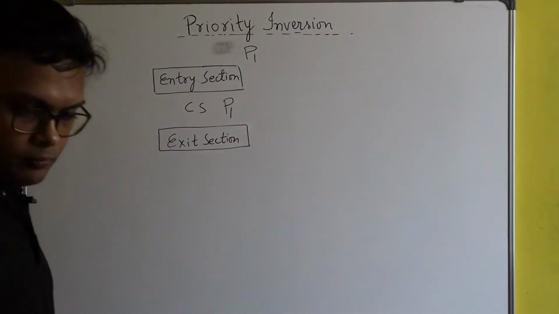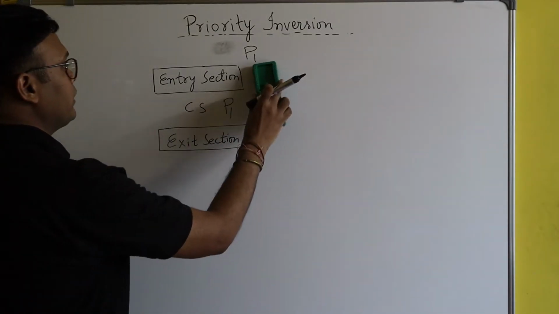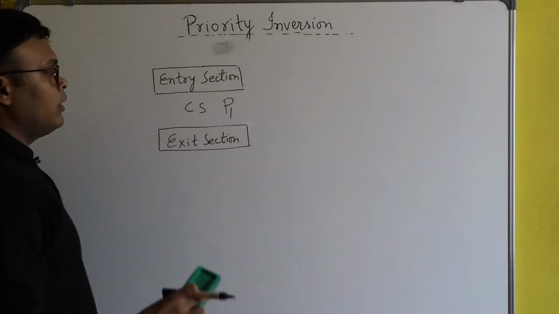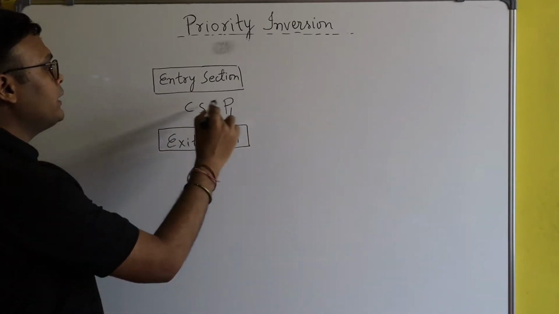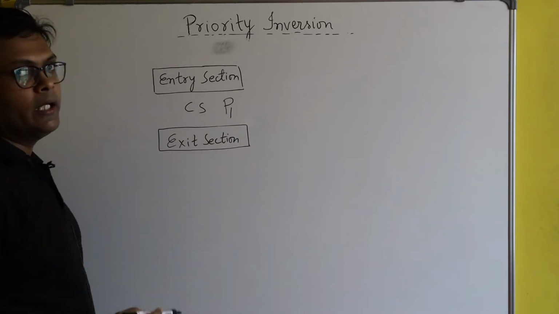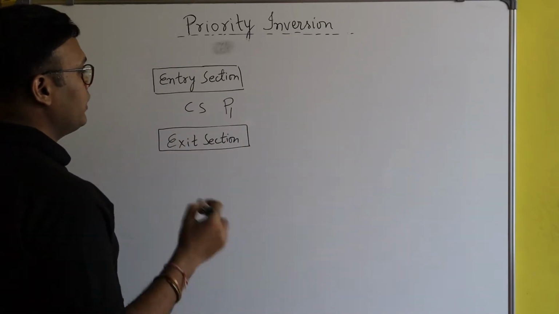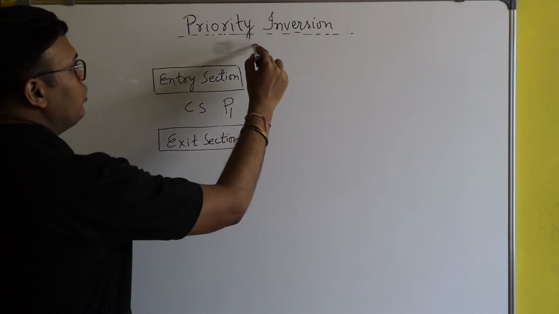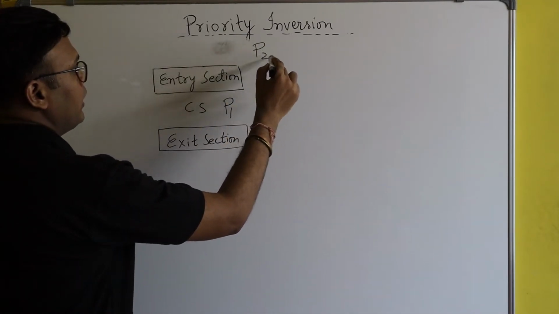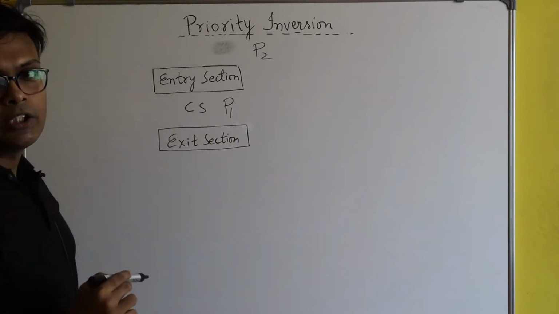Fine. So now P1 is inside the critical section, executing the code written inside it. And suppose after some time, another process P2 comes, and P2 also wants to access the critical section.